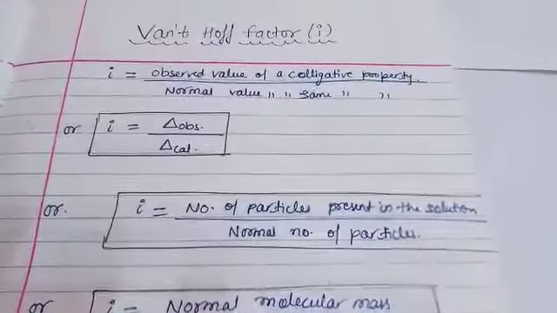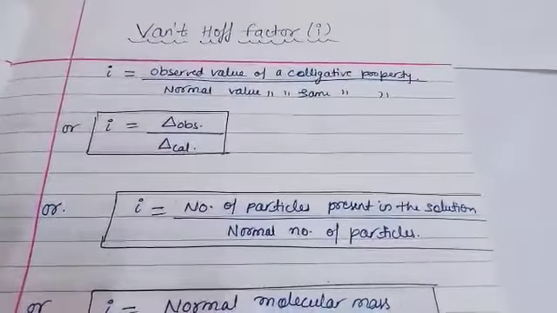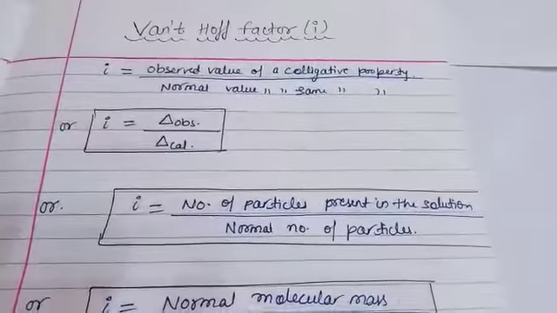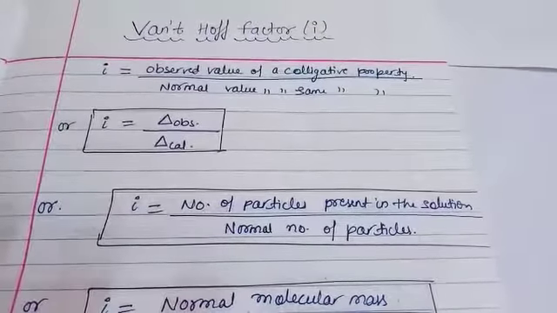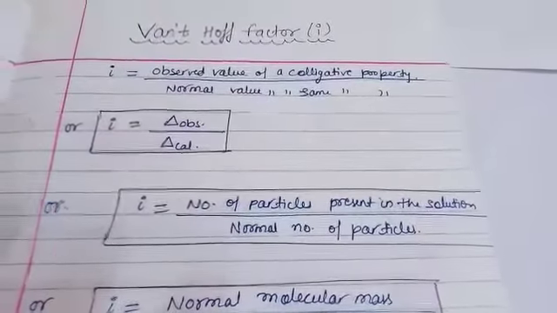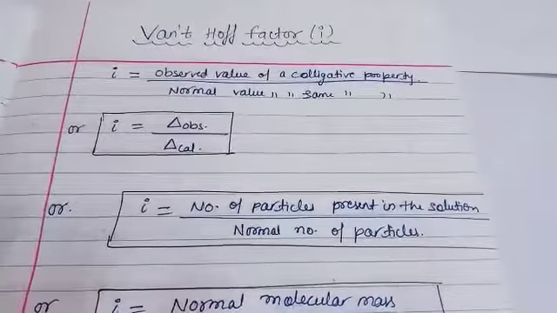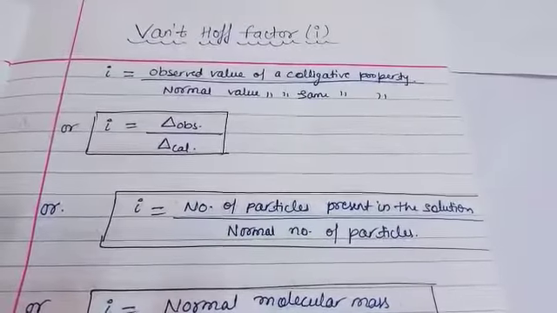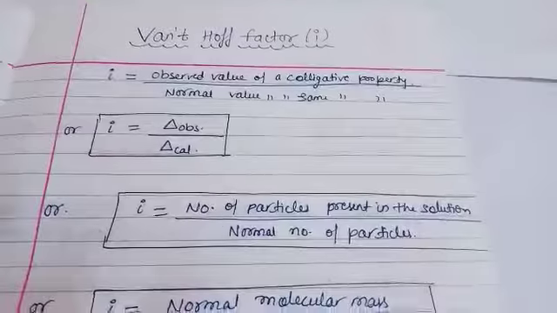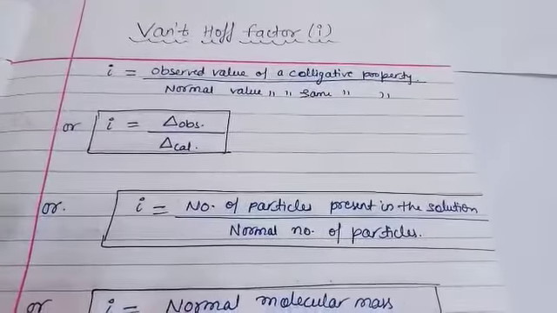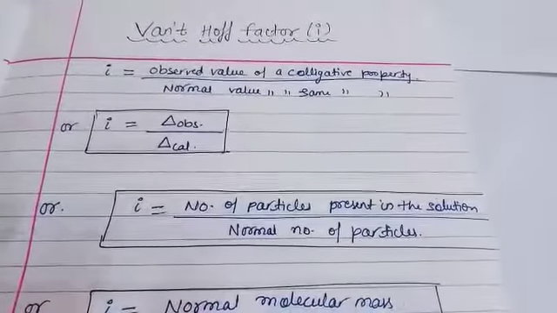That one is represented by i, and as we have learned in an earlier video, generally to know the extent of association or dissociation when an electrolyte is dissolved in a solution or solvent, a factor is introduced, that one is known as Vant Hoff factor, that was already explained to you. Now what is Vant Hoff factor actually, and how to calculate the value of i?